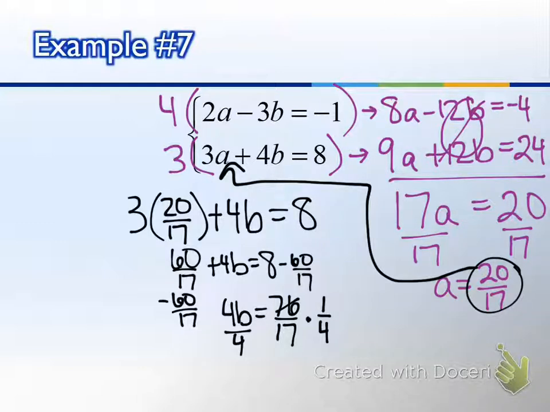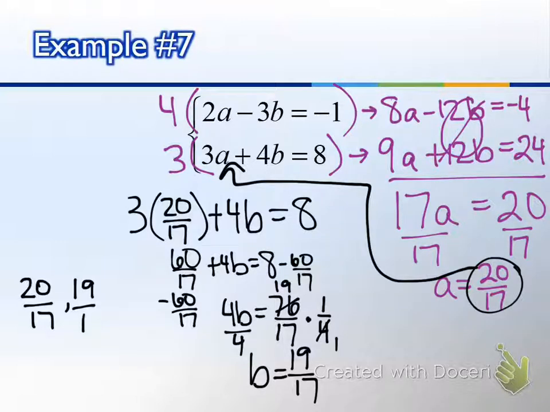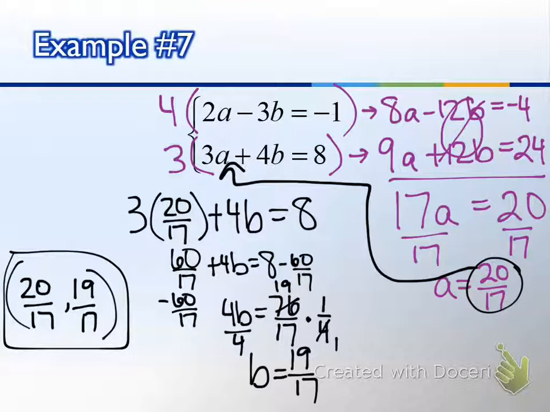So b ends up equaling 19/17. So our final answer is 20/17, comma 19/17. That one, I will admit, is ugly, but it's not impossible. Graphing, yes, that would be really, really hard.